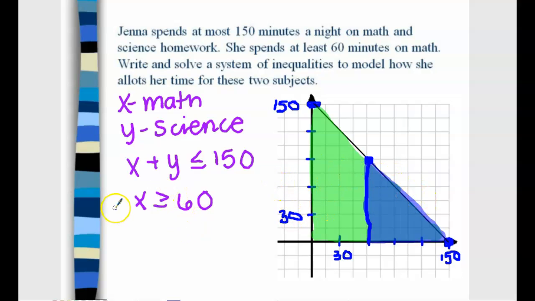Okay, so X being greater than or equal to 60 would give this vertical line here. X's have to be greater than that, so the X's are greater over here. So the triangle in blue is my solution region. The blue region is the area with which she allots both subjects. Is everybody okay with that, except for Elijah?